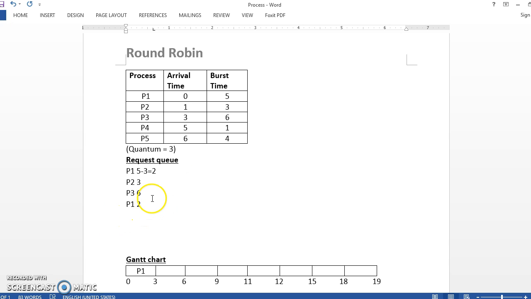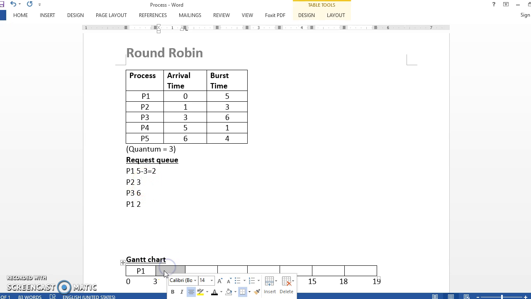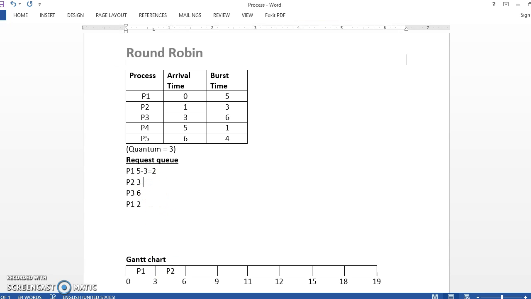Next in queue is P2, so we execute P2 for 3 seconds. So that is from 3 to 6, and now the remaining time left for P2 is 0. So the process is completed. Within 6 seconds, we have P4 and P5 arriving in the CPU. So we put P4 and P5 in the request queue.